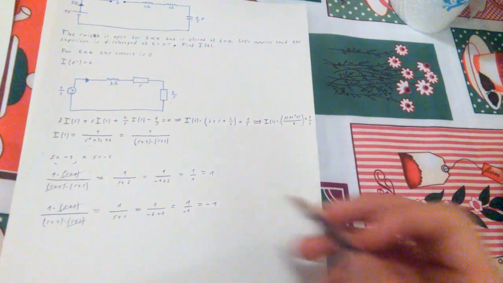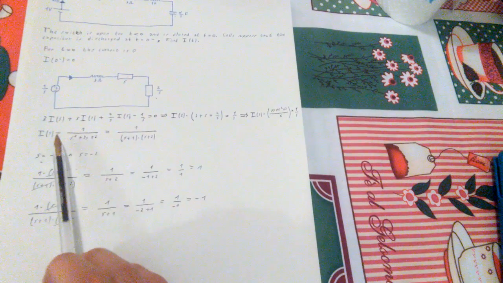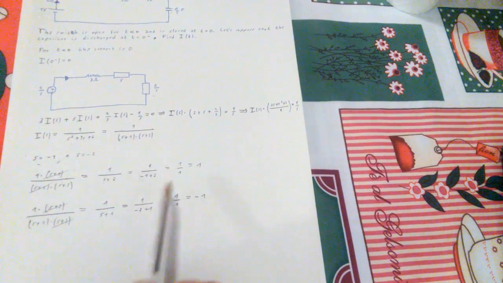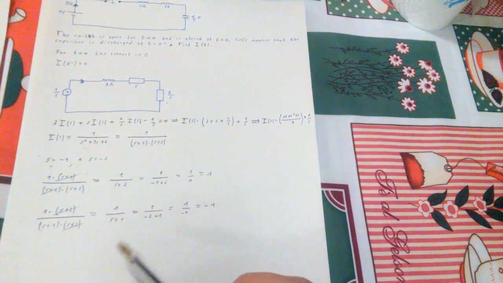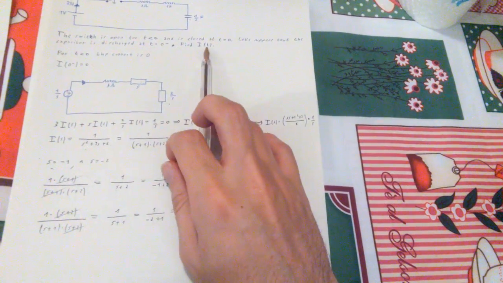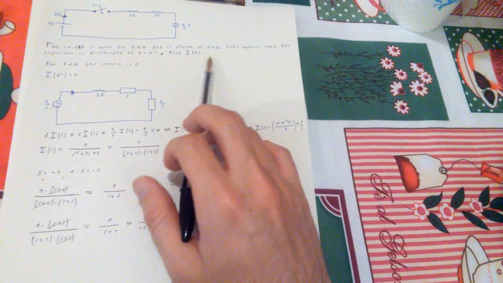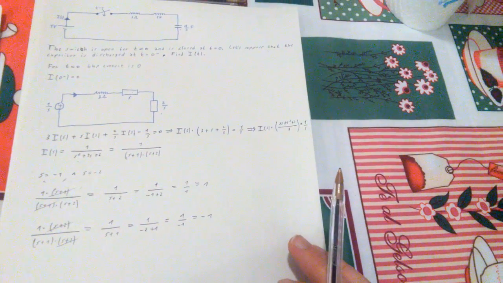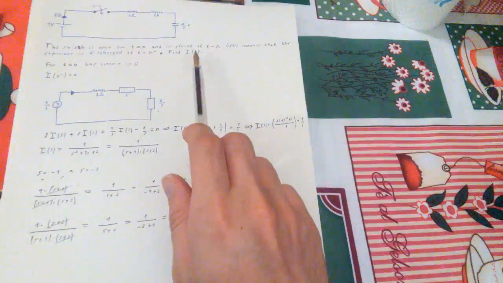Okay, so now we have found I of s, but all we have done was needed because we have to find I of t, which is what the problem asked us to find. So we're going to use the anti-transform of Laplace in order to get from I of s to I of t.